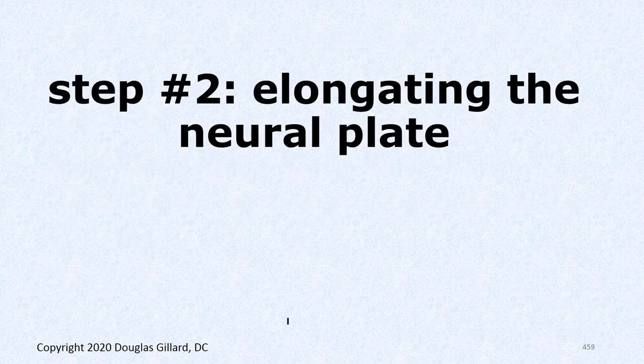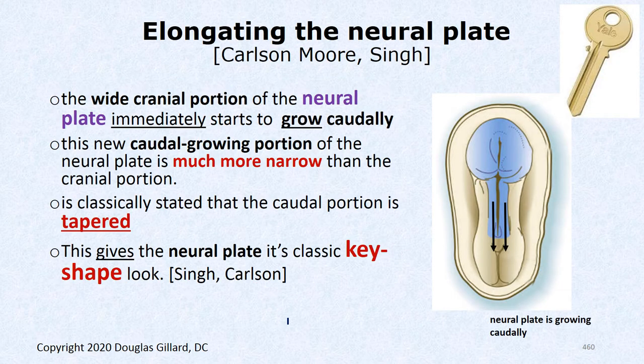All right, so the next step is we need to stretch that structure out. That's got to be our spinal cord and brain. It's got to go all the way down the surface, through the axis of the trilaminar disc. So we need to grow it caudally, and that's the next step. Remember we had this up here, so we start growing it back this way.